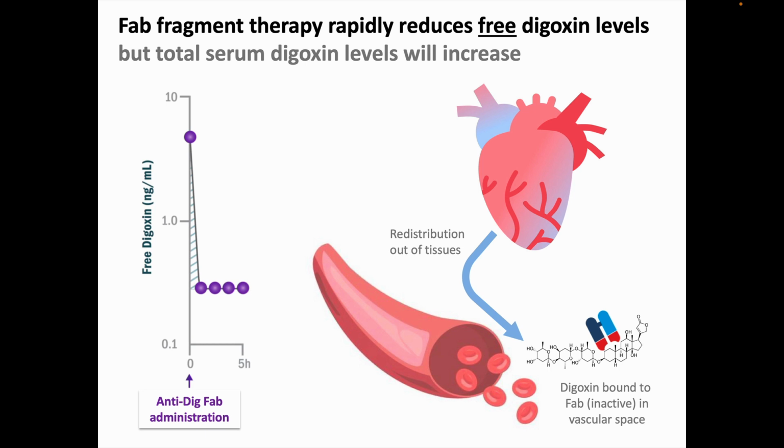While the free digoxin levels will now be roughly zero, most labs can't measure free digoxin. If you order a digoxin level assay from the lab, you'll get a total digoxin level, and that total digoxin level will now go up several-fold since the Fab fragments are effectively pulling the digoxin from other tissues into the blood.